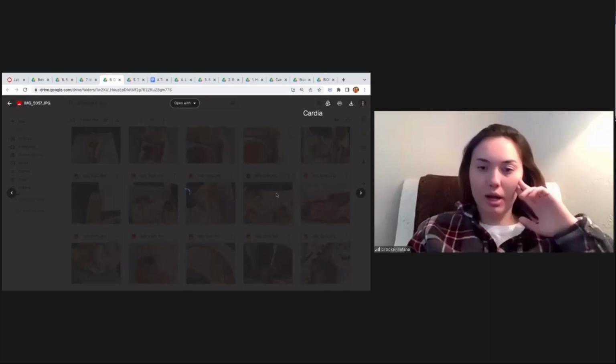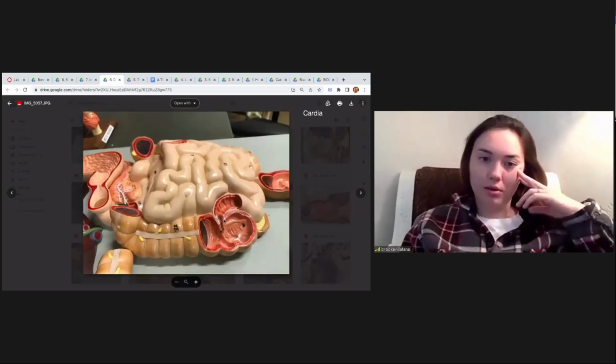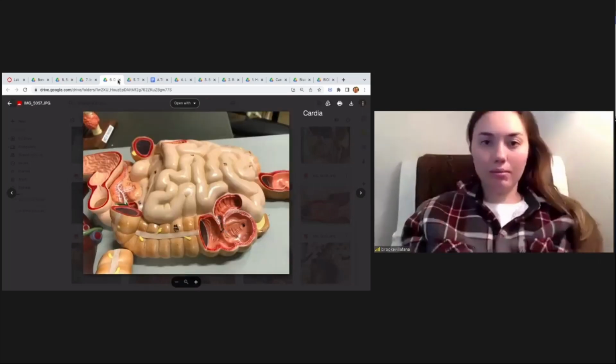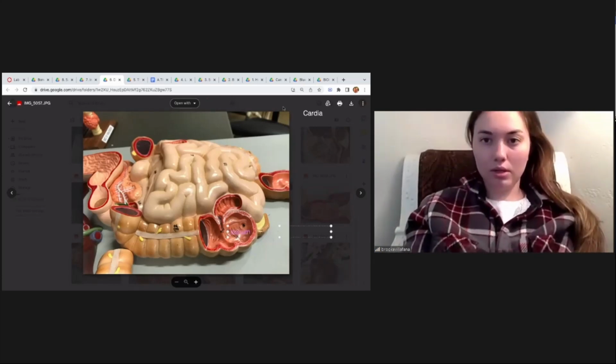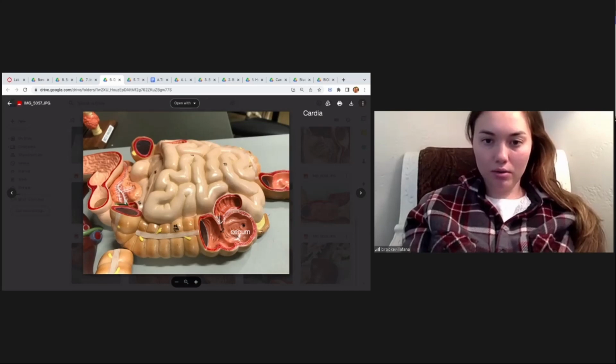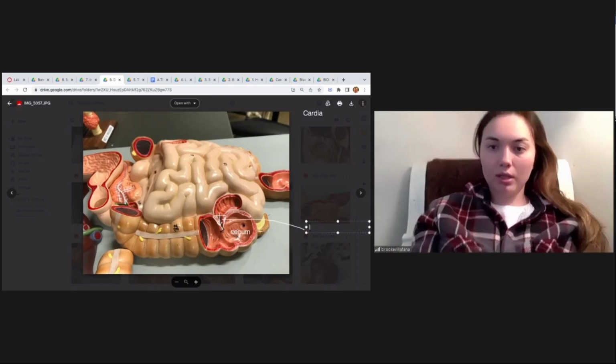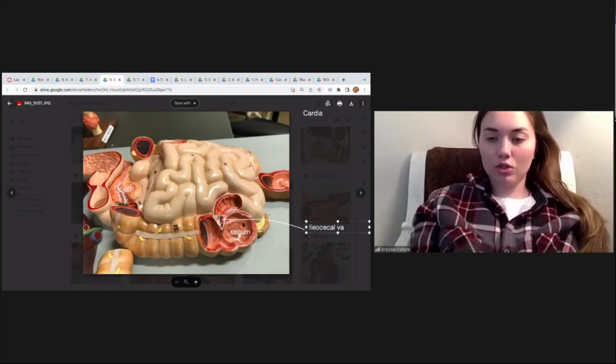This picture is nice to show the ileocecal valve really well. And it shows what I'm trying to show you too, which is perfect. So this again would be, let's do that in white, your cecum or your blind pouch. And then this guy right here, that is your ileocecal valve. It's also called the ileocecal junction.